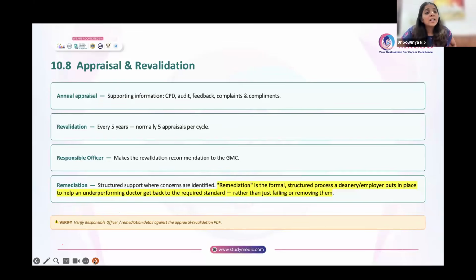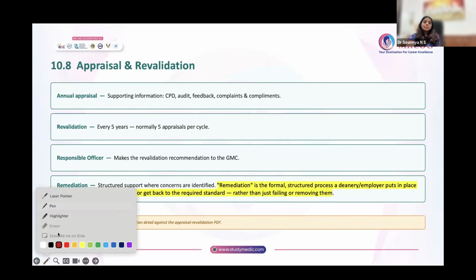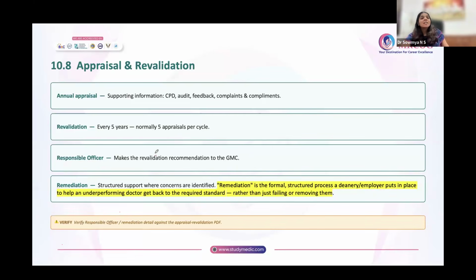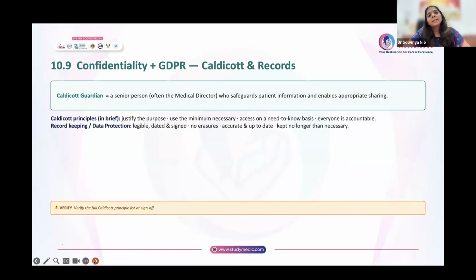And what is remediation? Basically, it's the formal structured process a deanery or employer puts in place to help an underperforming doctor get back to the required standard. This is a process. For example, somebody not performing well. It's not that the system removes them, but it's a structured process in place for the deaneries so that they can support enough and bring the doctor back. I have given this because sometimes in an option, if it is there, you shouldn't be worried.